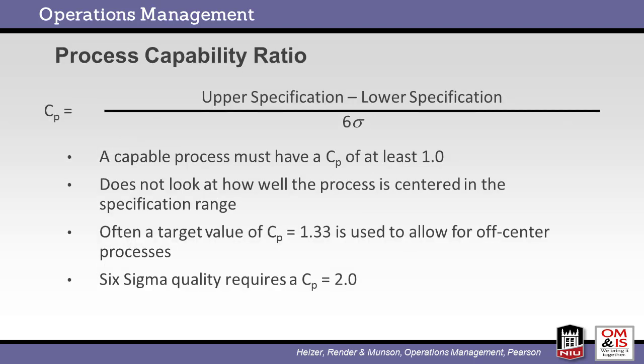To assess whether a process meets customer specifications, we calculate the process capability ratio. CP is the difference between the upper specification and the lower specification divided by 6 times the standard deviation of the process. We are comparing the process variation with the allowable specification tolerances. This is an analysis of variation and does not address the mean of the process. Six Sigma requires a CP of 2.0, while a target of 1.33 is often used to allow for process variation.